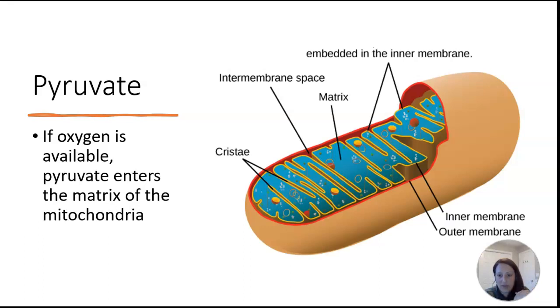And so again, here's our picture of where things are happening. Glycolysis happens in the cytoplasm. Pyruvate, the product of glycolysis, will move from the cytoplasm into the mitochondria, specifically in the very inside of the mitochondria, which is called the matrix. That's where this next step is going to take place.